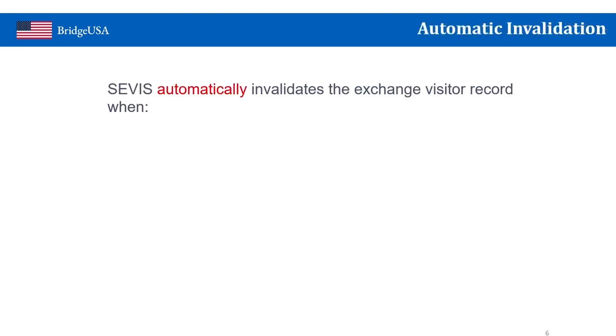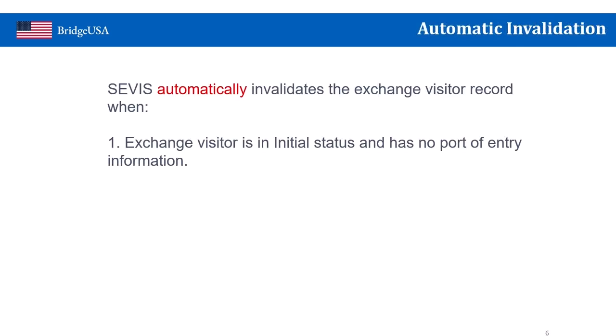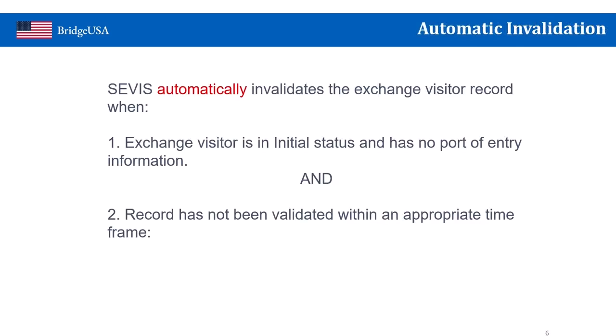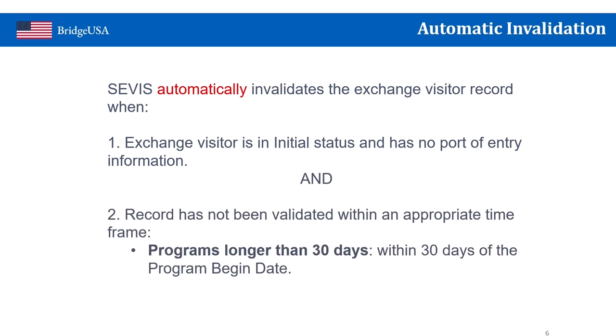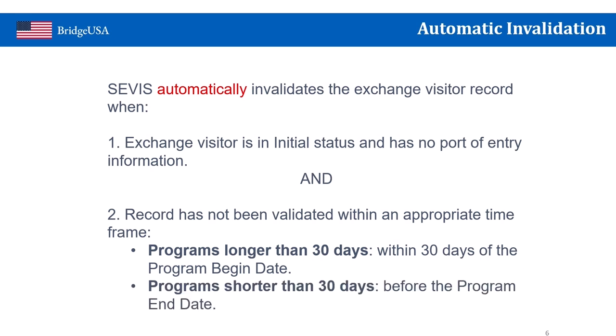SEVIS will automatically invalidate an exchange visitor's record when the EV is in initial status with no port of entry information and the program has not been validated. Depending on the exchange visitor's situation, the timing will vary. If the program duration is greater than 30 days, the record must be validated within 30 days of the program begin date. If the program duration is less than 30 days, the validation must occur before the program end date.